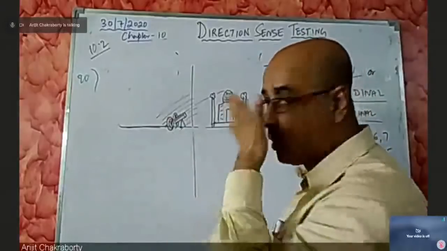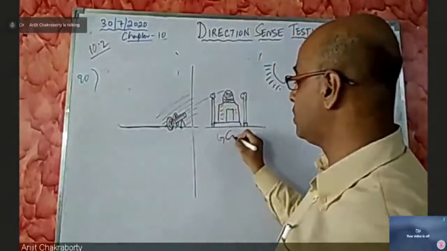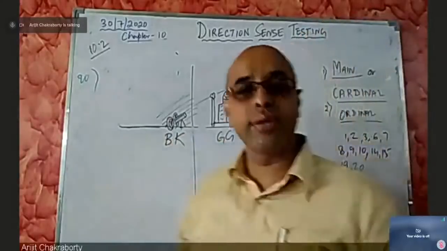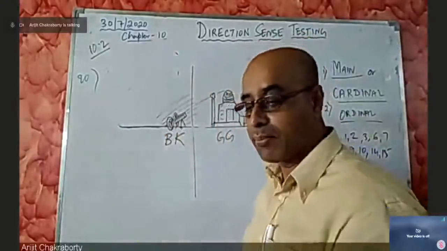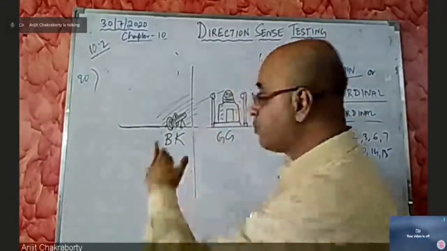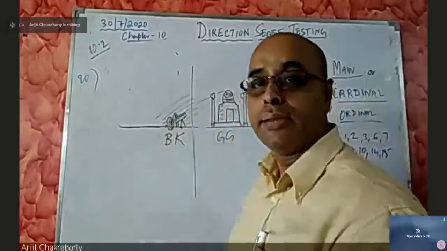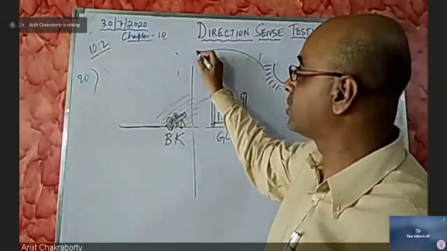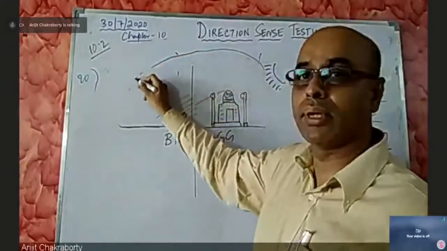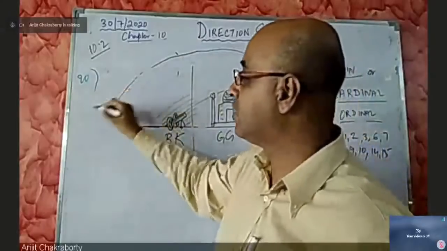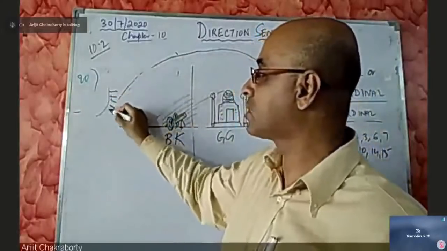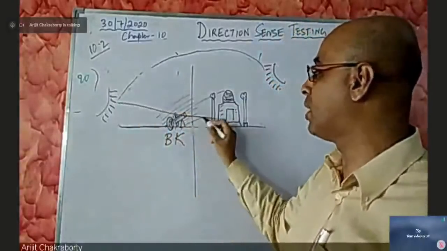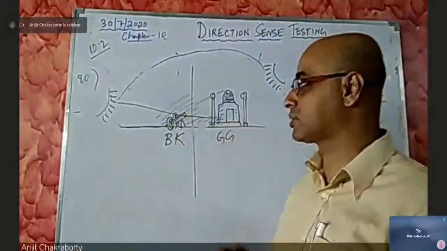Now, this is Gol Gumbaz, GG, and this is Bada Kaman, BK. In the evening, the reverse happens. In the evening, the shadow of Bada Kaman falls on Gol Gumbaz. That means now the sun travels all the way mid in the sky and now it is coming towards sunset. The sun is setting here. The sun's rays now fall on Bada Kaman, which means the shadow of Bada Kaman now falls on Gol Gumbaz.